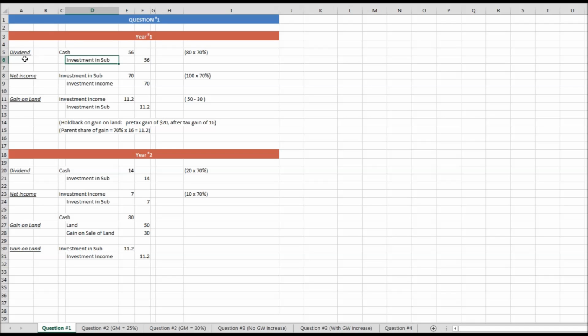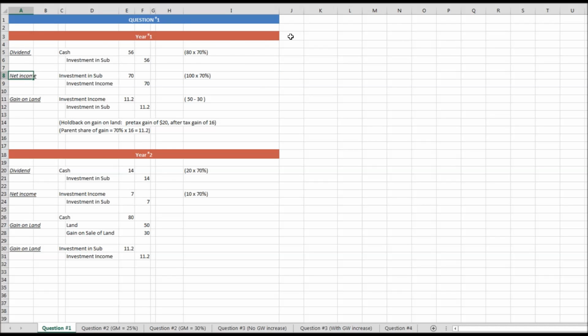And since the parent purchased the sub at 70%, we multiply the dividend value by 70%. So the dividend was 80, multiplied by 70%, we get 56 right here. Debit cash, credit investment in the sub. So that's also done down here in year 2, so we won't be covering that down there because it's basically the same thing. Now we're going to move on to net income.